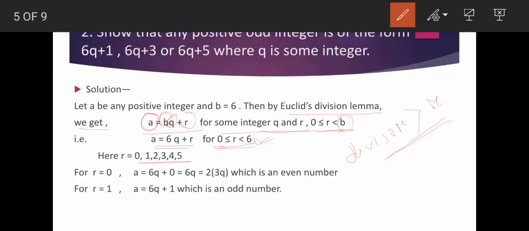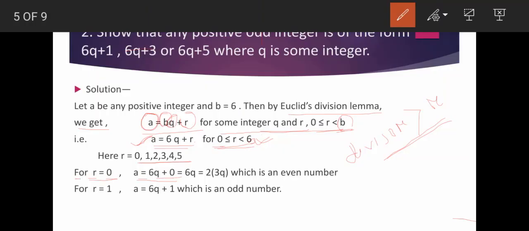Now let us check one thing. A few cases will arise when we put the value of r here, starting from 0 up to 5. So for r is equal to 0, a becomes a is equal to 6q plus 0. Why 0? Because in place of r we have put 0. That is again equal to 6q, because 0 is meaningless here.